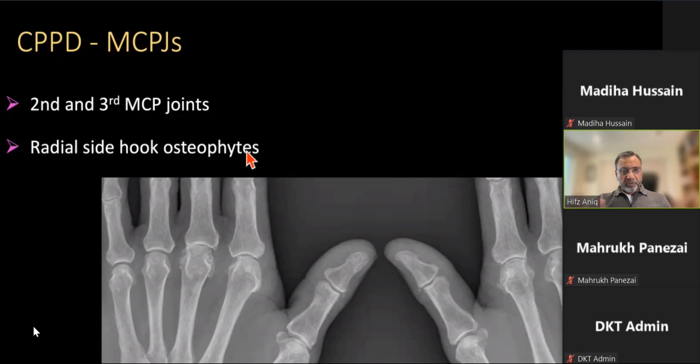Look at the wrist joint because in the X-ray, the wrist will be included. You may see radius scaphoid abnormality, and you may see what we call some calcification of the ligaments.